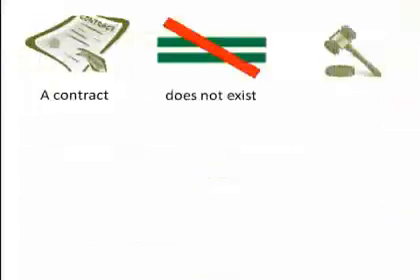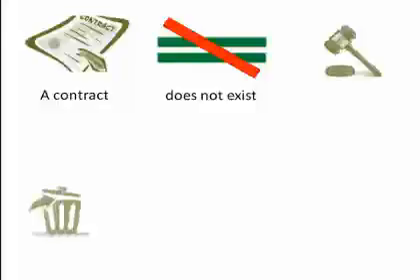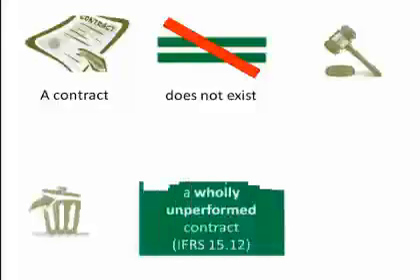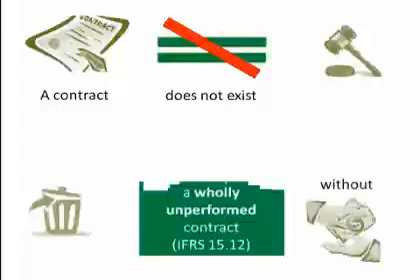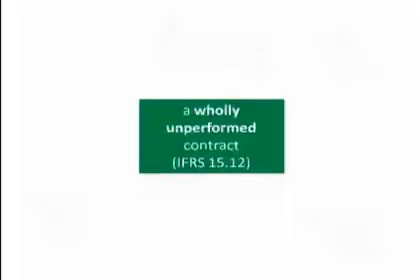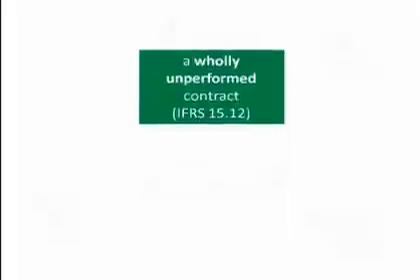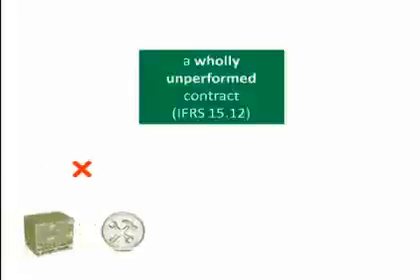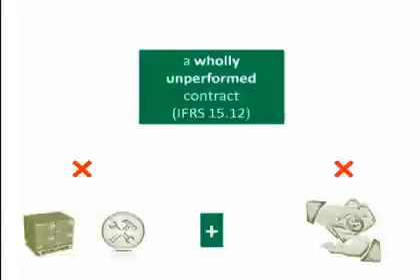A contract does not exist if each party to the contract has the unilateral enforceable right to terminate a wholly unperformed contract without compensating the other party or parties. The contract is a wholly unperformed contract if both of the following criteria are met. Firstly, the entity has not yet transferred any promised goods or services to the customer, and the entity has not yet received and is not yet entitled to receive any consideration in exchange for promised goods or services.